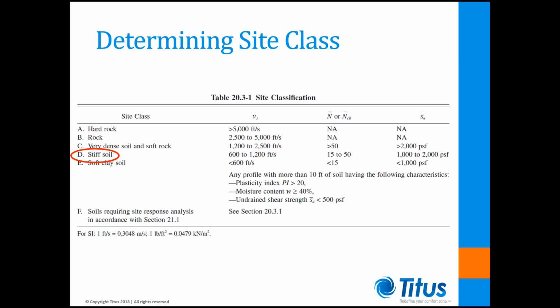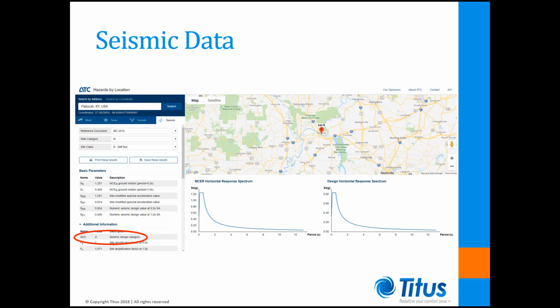Since there is no soil analysis available for this fictional site, we will use the default soil classification D. Using the Applied Technology Council website referenced by the USGS, we see that under these conditions we get a seismic design category of D. Please note, when doing an actual project, the actual address or coordinates need to be used instead.